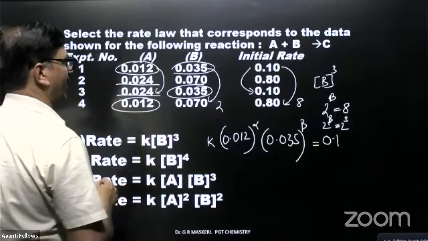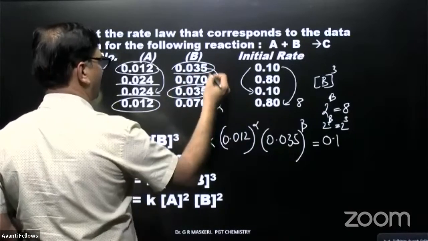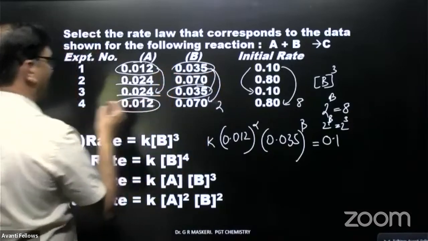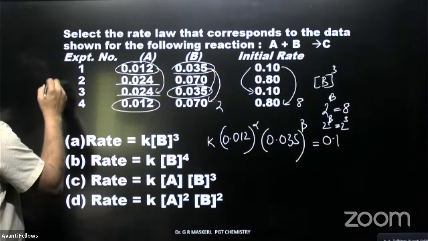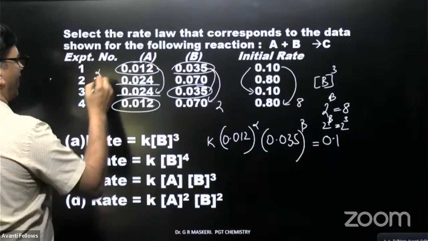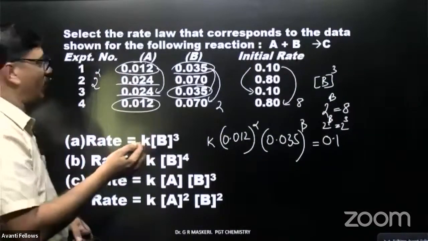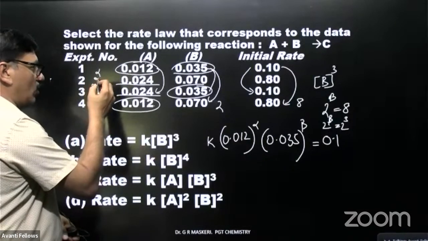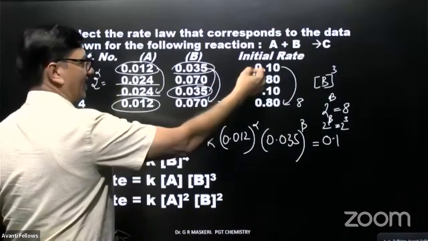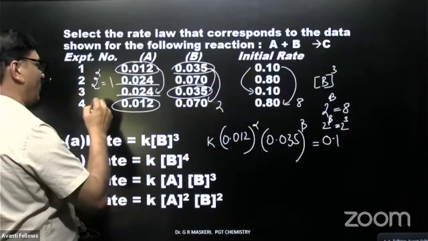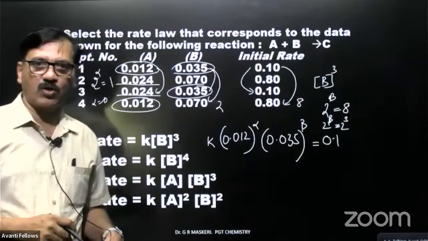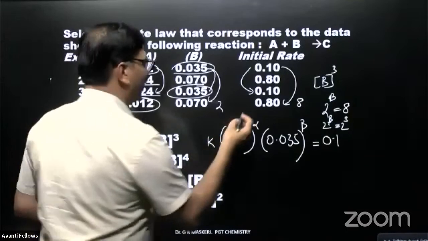Now, what is the expression? If this is kept constant and A is doubled, that means 2 to the power alpha, as the concentration of A to the power alpha was there. Therefore, 2 to the power alpha is equal to 1, because there is no change at all. Therefore, alpha is equal to 0. So this alpha has become 0.